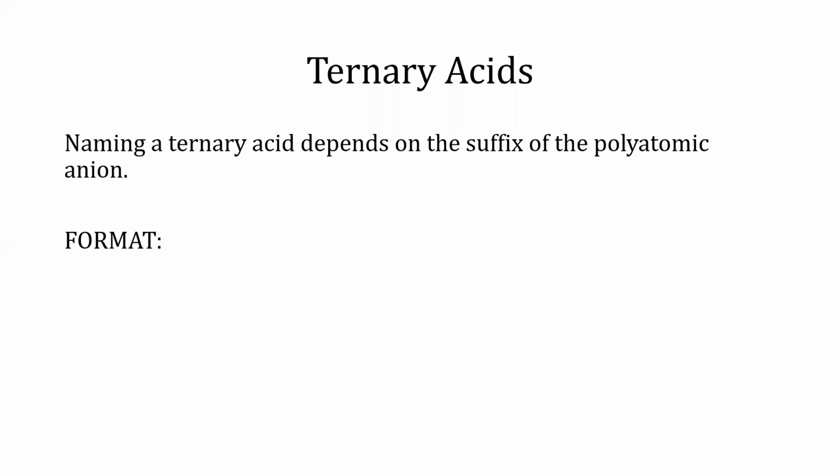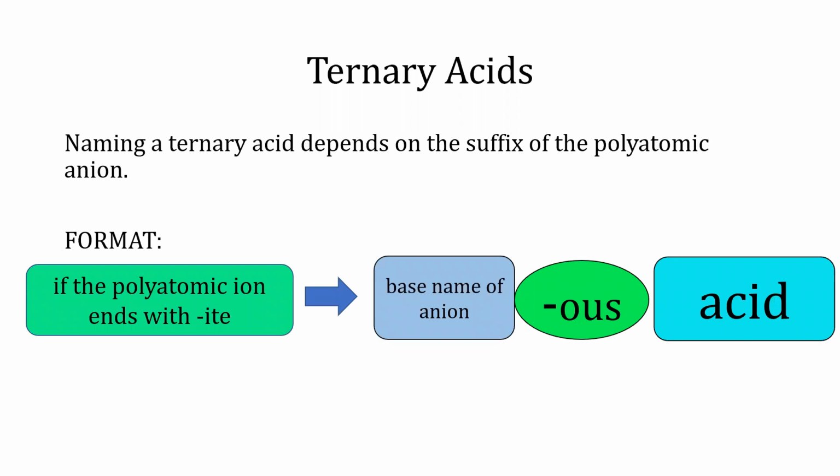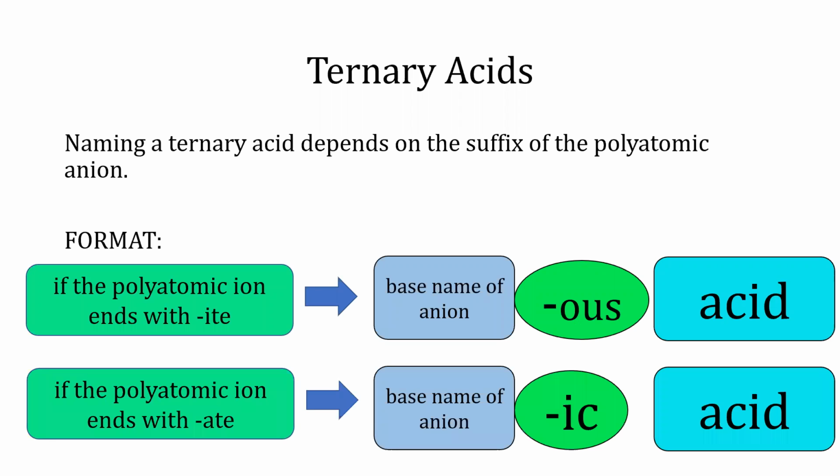Naming ternary acids depends upon the suffix of the polyatomic anion. If the polyatomic ion ends with ite, then the name is as follows. Base name of the anion plus ous followed by the word acid. If the polyatomic ion ends with ate, then the name is as follows. Base name of the anion plus ic followed by the word acid.